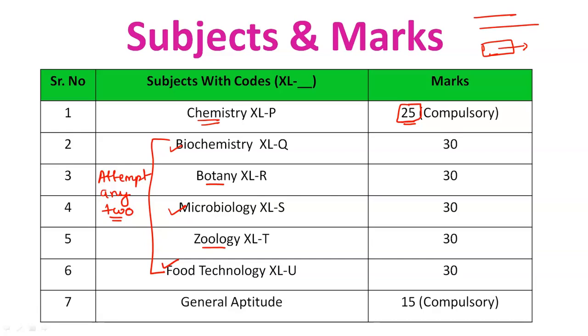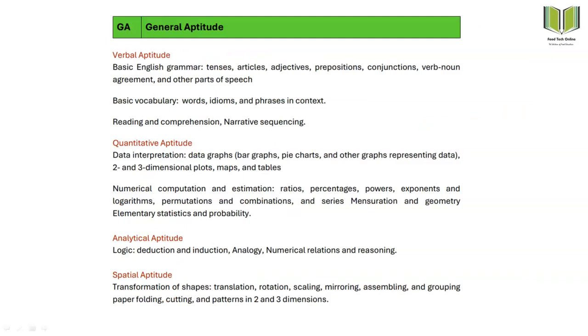This total examination is for 100 marks: 25 marks chemistry, whose code is XLP, biochemistry is XLQ, botany is XLR, microbiology is XLS, and zoology is XLT, and after that food technology XLU, and after that 15 marks for general aptitude. Okay, so let's begin with our topic, which is the detailed explanation of the syllabus, what all things will be there in the GATE examination, and what all topics will be asked.